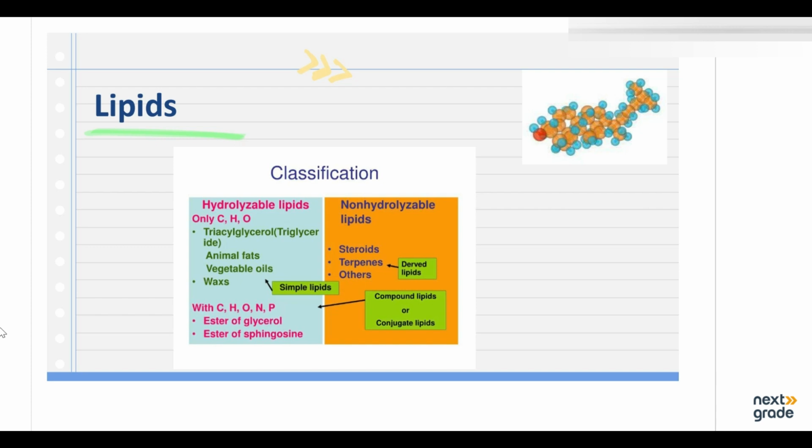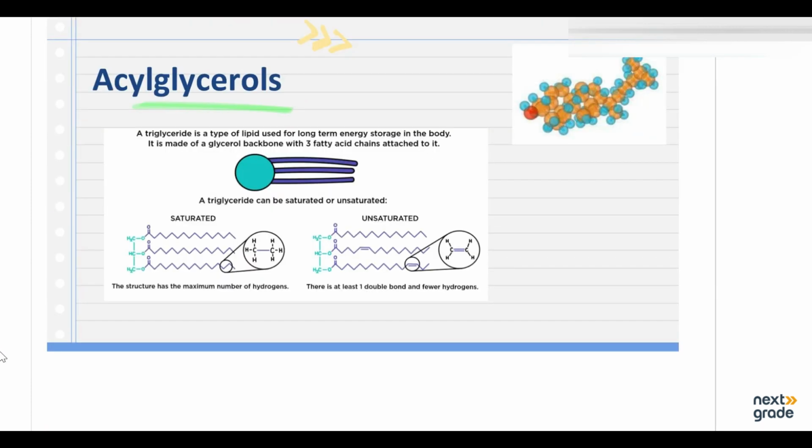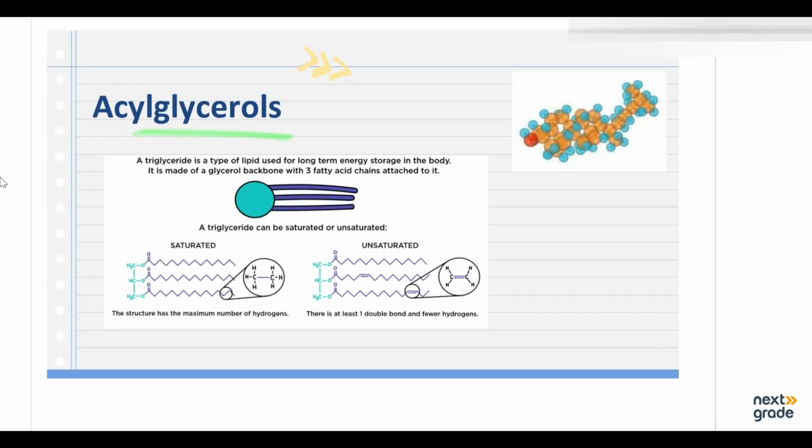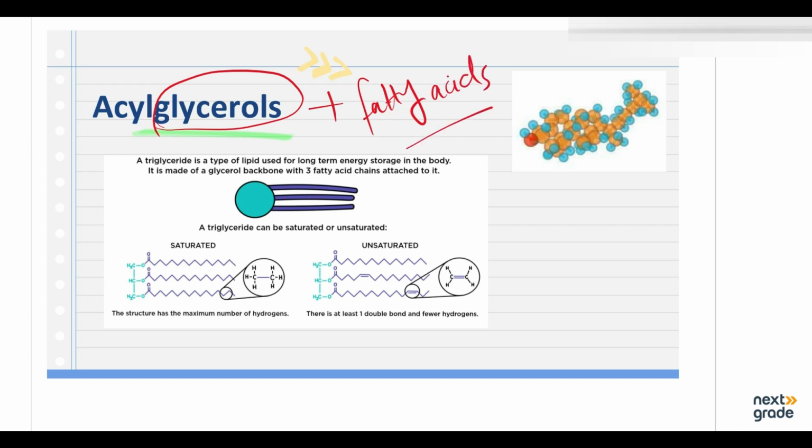Now in this video we are going to cover the acylglycerol. As you can see here, the acylglycerol is basically, as the name indicates, glycerol, right? So it is composed of glycerol plus fatty acid. As we have learned in the previous video, lipids are highly related to fatty acids, right? So the acylglycerols are composed of glycerol and fatty acid.